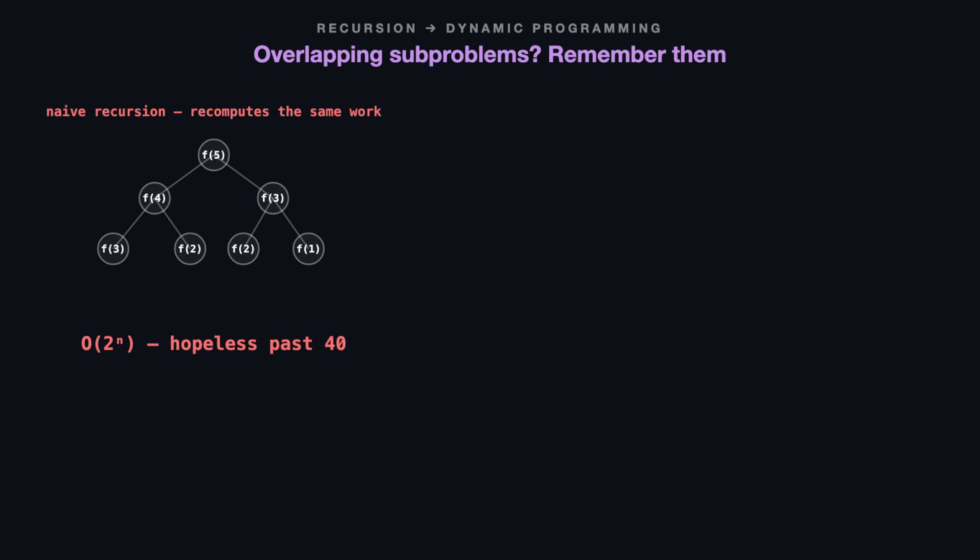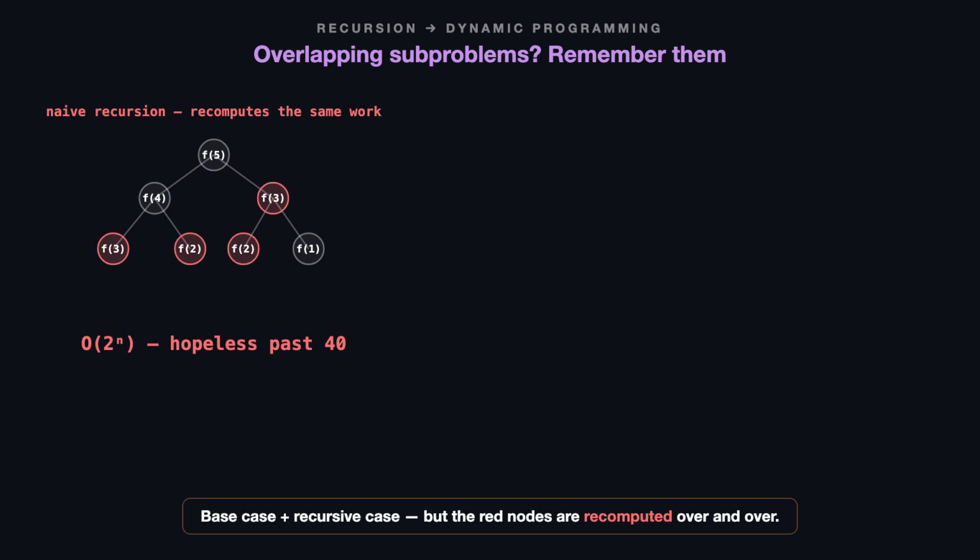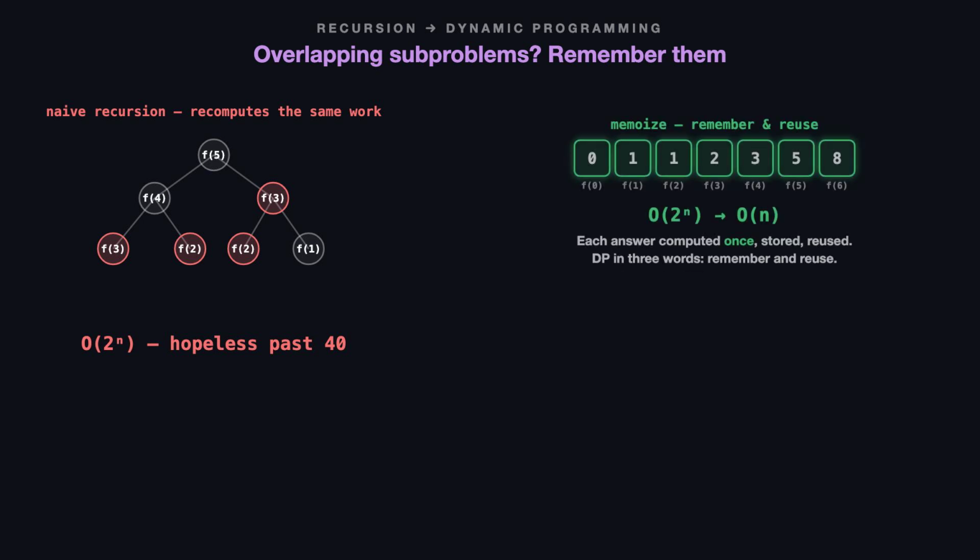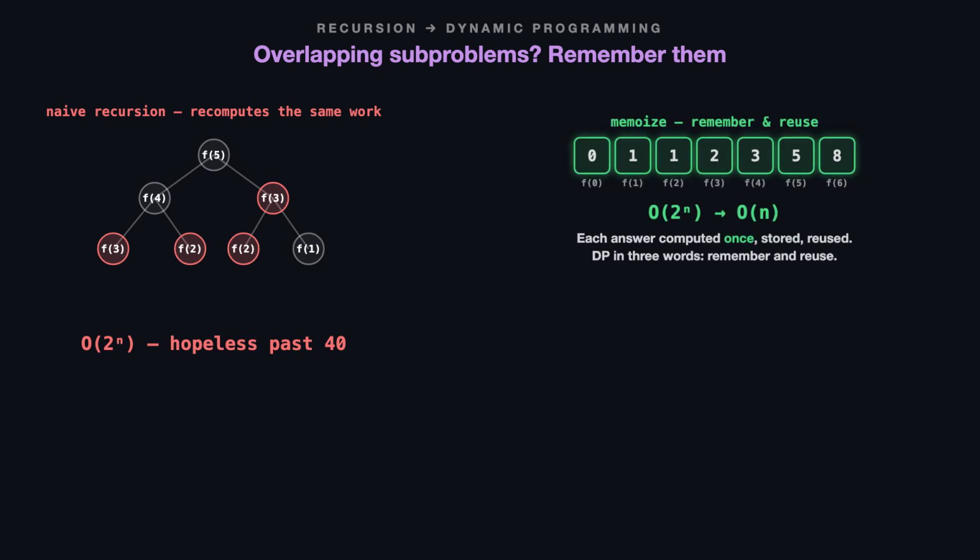Next, recursion, and its powerful cousin, dynamic programming. Recursion is simply a function that calls itself. It has two parts, a base case that stops it, and a recursive case that shrinks the problem. Elegant, but there is a trap. Compute Fibonacci the naive recursive way, and it recomputes the same values over and over. That is O of 2 to the n, exponential, and hopeless past 40. The fix is dynamic programming. When subproblems overlap, remember each answer the first time and reuse it.